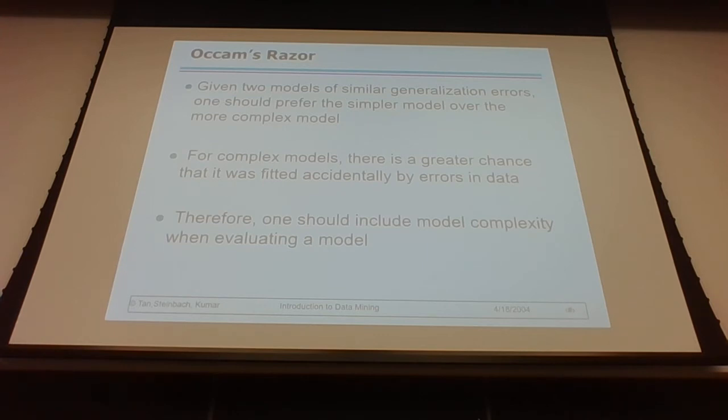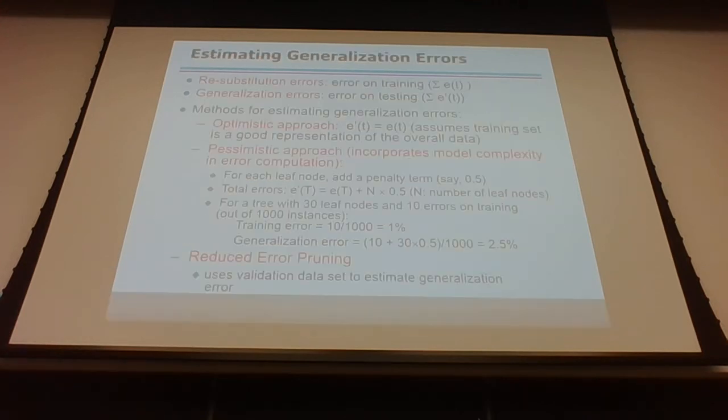So you should always choose the simpler way. Simpler why? Because less work. That is also another advantage. Less work, and you execute faster. Therefore, one should include model complexity when evaluating a model. So when you evaluate a model, you should have model complexity embedded in whatever evaluation metric you are using, so that you can reduce it. So with the same generalization error, you reduce the model complexity. That's what you want to achieve.